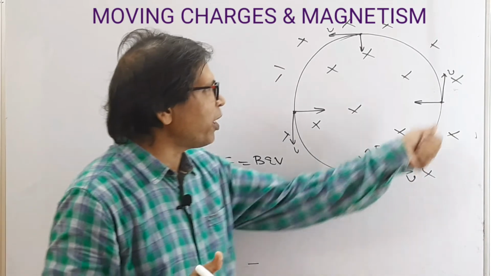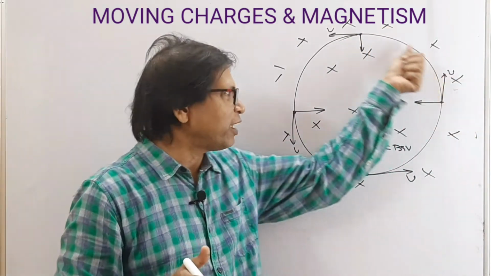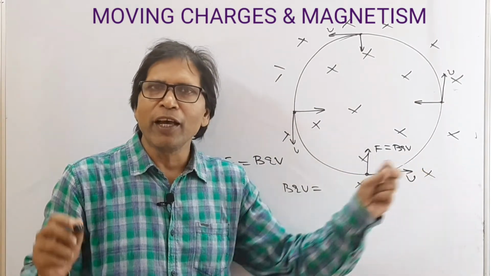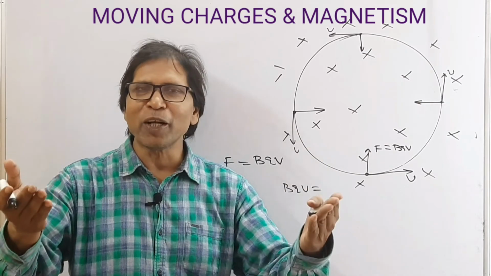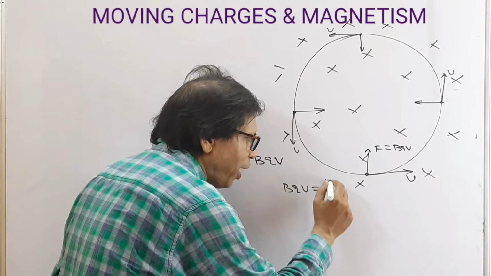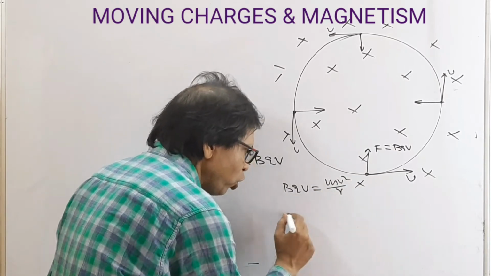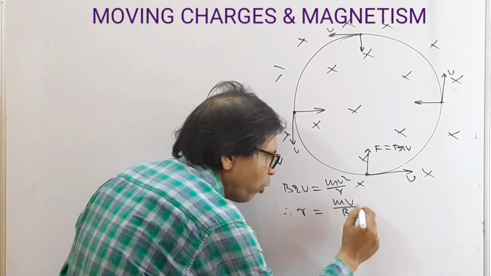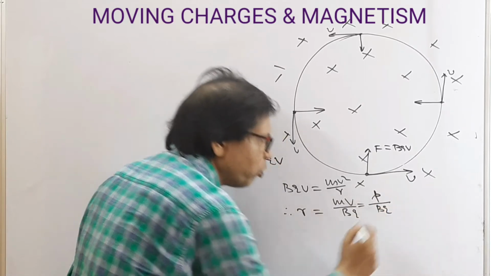So the nature of the trajectory of the charged particle is a circle. So the force BQV provides the centripetal force for the motion of the charged particle. If R is the radius of the circular path, then BQV equal to mv square by R. So R equal to mv by BQ. Now mv equal to P, the momentum, so R equal to P by BQ.